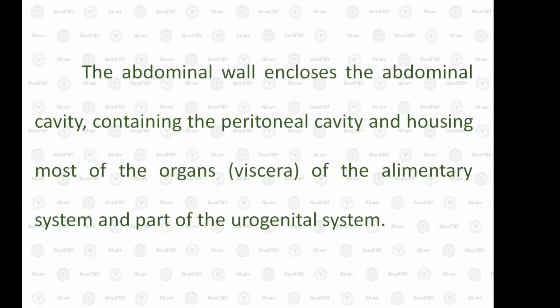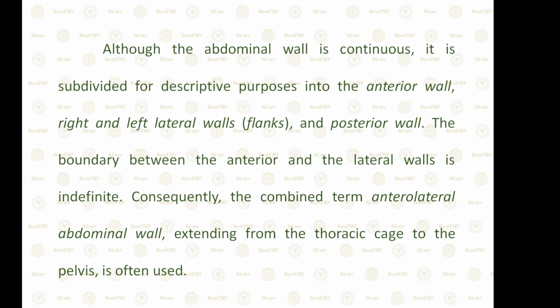The abdominal wall encloses the abdominal cavity containing the peritoneal cavity and housing most of the organs or viscera of the alimentary system and part of the urogenital system. Although the abdominal wall is continuous, it is subdivided for descriptive purposes into the anterior wall, right and left lateral walls or flanks, and the posterior wall. The boundary between the anterior and the lateral walls is indefinite. Consequently, the combined term anterolateral abdominal wall, extending from the thoracic cage to the pelvis, is often used.